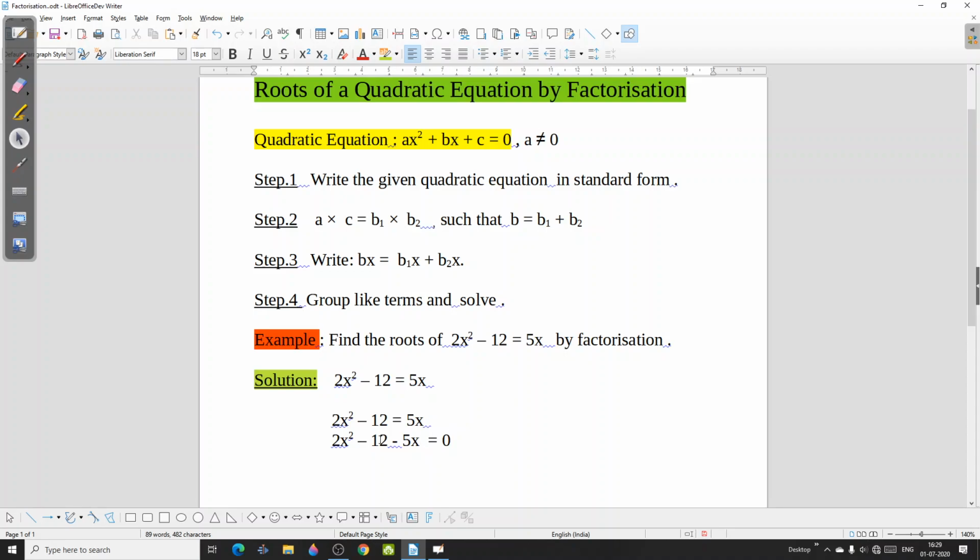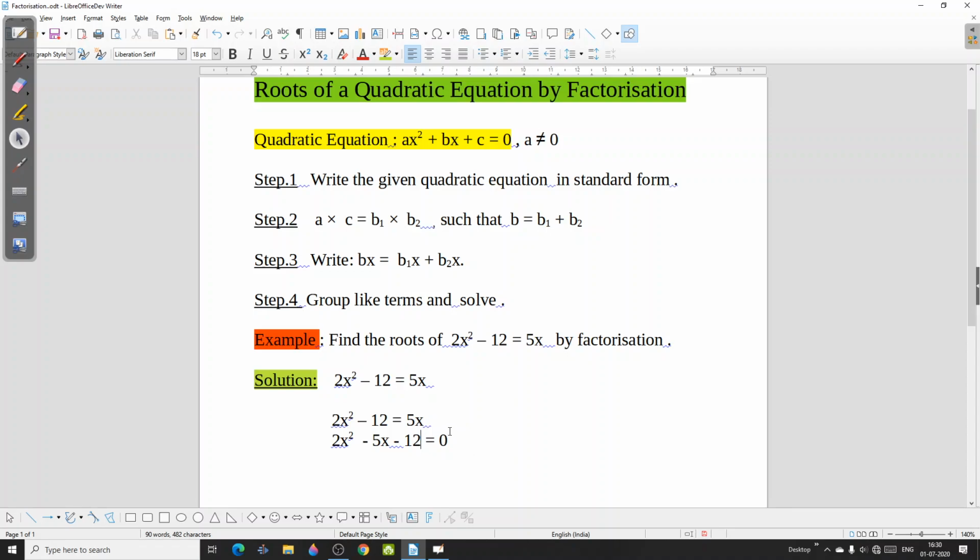As I told you, first x square should come, then the x term, and then the constant term. So we'll have to rearrange it. Some students write it like this: 2x square minus 12 minus 5x plus 0, and definitely in that case the answer will not be correct, because in standard form x square always comes first, then the x term, and then the constant term. So minus 5x, then minus 12. Now this is the standard form: 2x square minus 5x minus 12 equal to 0.